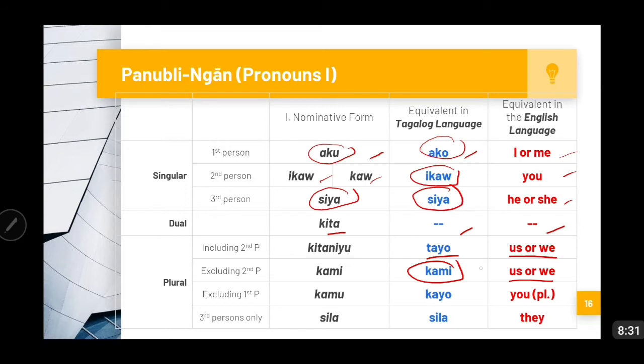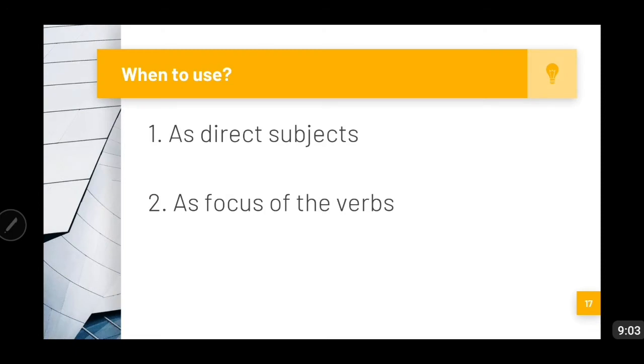Again, this is the second exclusion. That means the second person is not included. Then we have the third exclusion, which is where the first person is excluded, kamu. In Tagalog, it's kayo. In English, you, the plural form of you. And lastly, the fourth exclusion, wherein only the third persons are included, is sila. The same in Tagalog is sila, and in English, they. Okay. So it's easier to learn if you are a Tagalog speaker, compared to English speakers. So when do we use nominative pronouns?